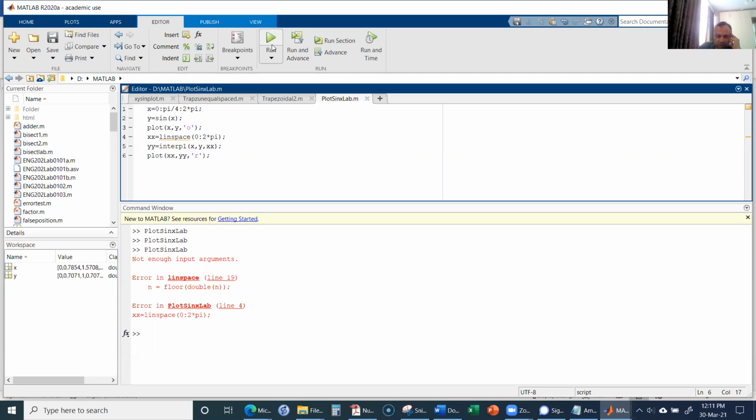Okay, I got some error. Error in linspace, line 15. What is this? Why is this error?